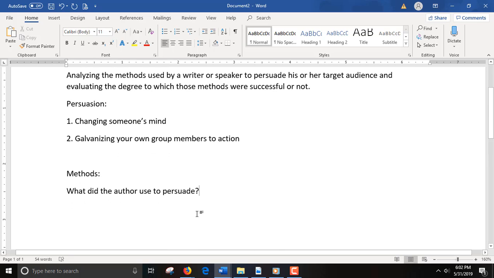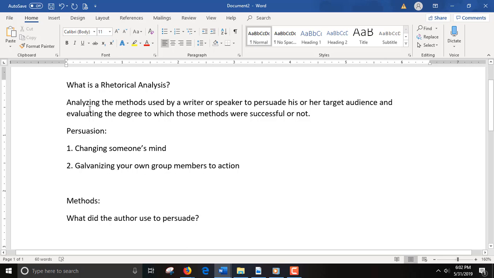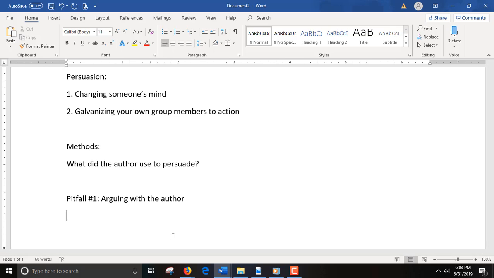So an important thing to think about is some pitfalls to avoid. Okay, so I'm going to call this pitfall number 1 for assignment 2: arguing with the author. Because this is a paper where you are supposed to analyze the methods used by a writer or speaker, you're just supposed to look at what the author is doing and analyze it objectively, and how you feel about the argument is kind of irrelevant, because the point is not to agree or disagree with the author. It's to analyze what the author did. So if you want to analyze what the author did, then you can't take a position on what the author is arguing.